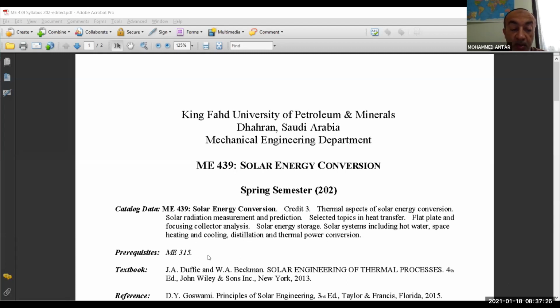The prerequisite to the course, we're writing here 315, but it's 315 or equivalent, which means a course of heat transfer basically. The textbook, I would assume that you got or you will get the textbook. If I can show it in front of the camera, this is the textbook that we are using for the course, which is, as you can see here, Solar Engineering of Thermal Processes, 4th edition, by Duffie and Beckman.